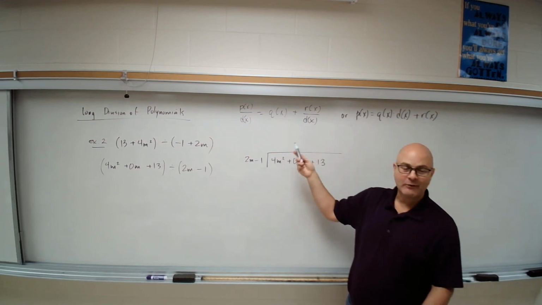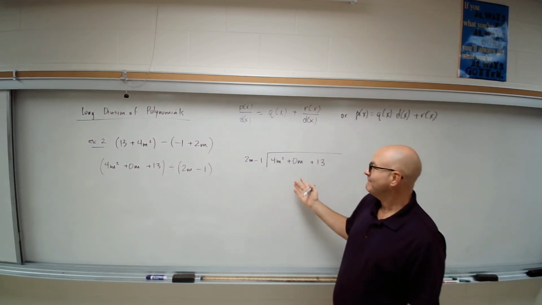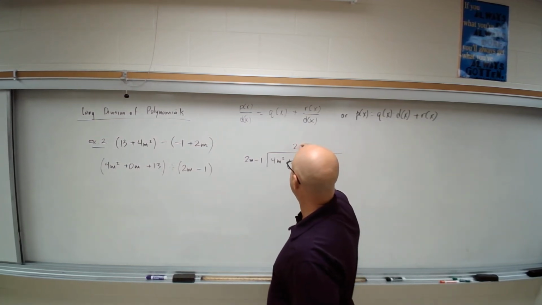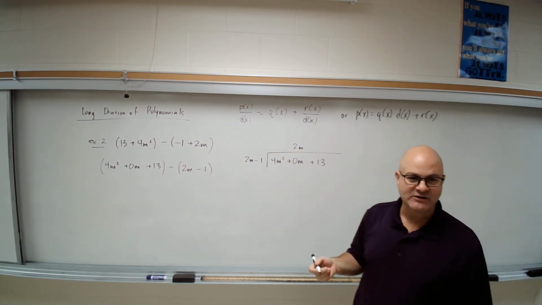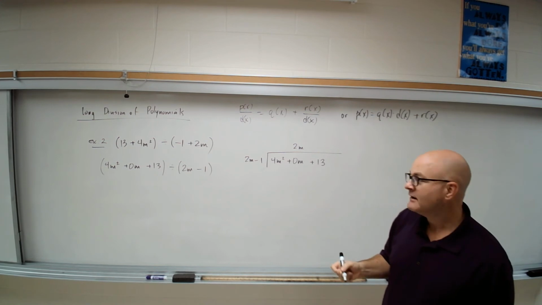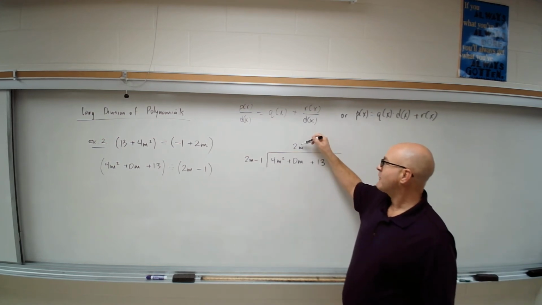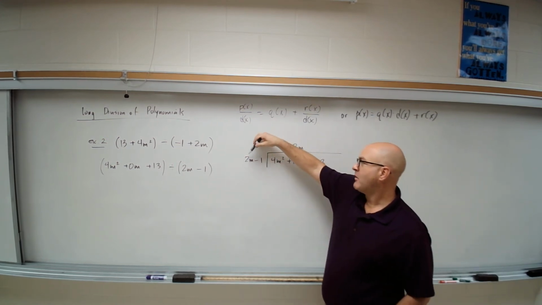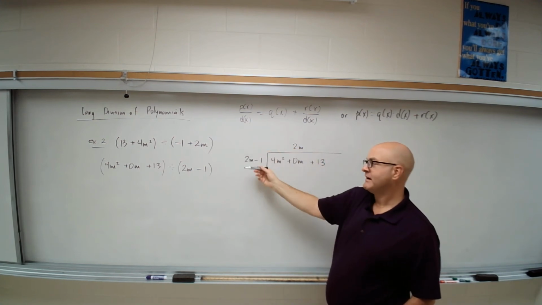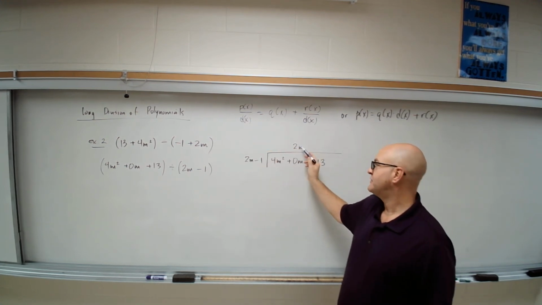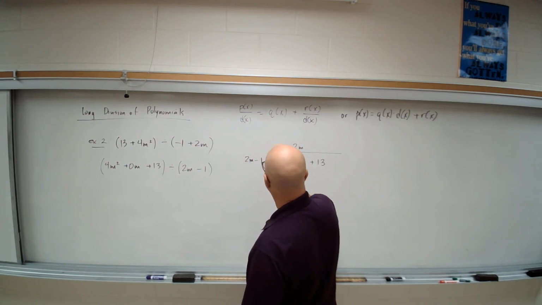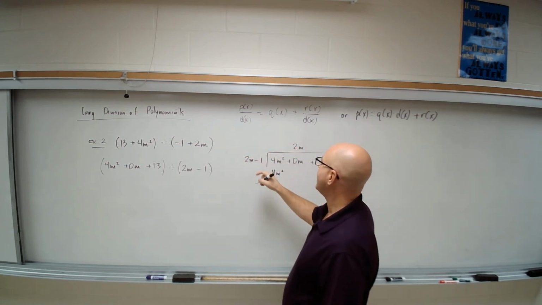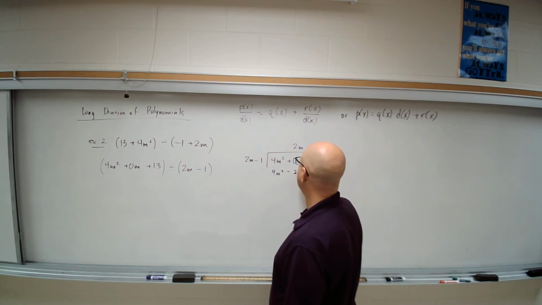It doesn't really matter where you put it on top. I always like to have all my m's, my first degree stuff in one row, but it's arbitrary when you do it up there. Underneath it matters. So now we're going to take 2m and we're going to multiply it by 2m minus 1 because that's the divisor. So 2m times 2m is 4m squared. And then 2m times negative 1 is negative 2m.